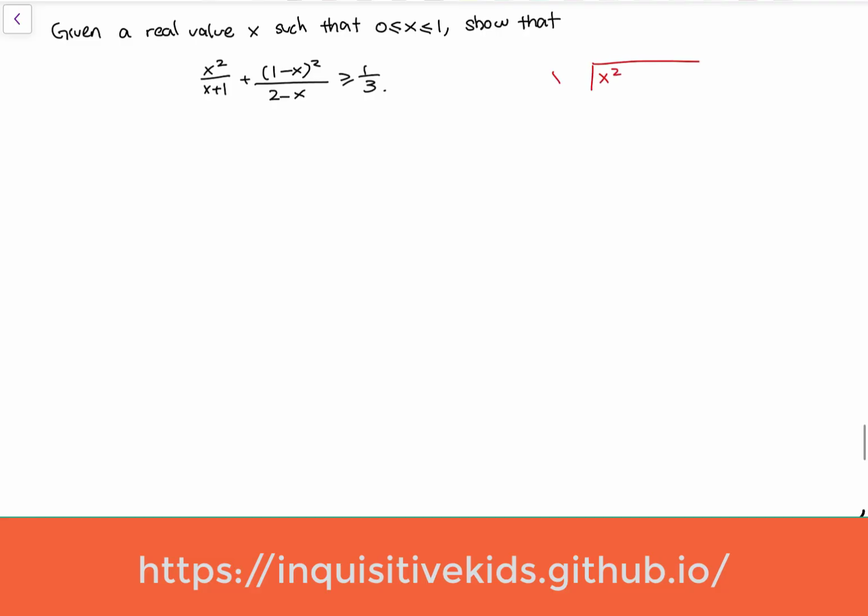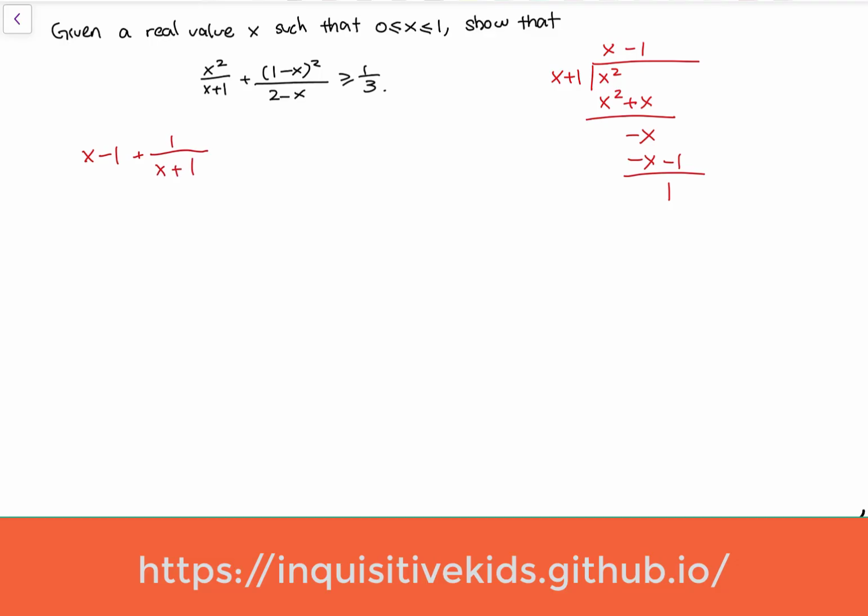We set this division up just like how we would divide a number. So we're going to go ahead and divide. When we divide the first fraction, we are left with x minus 1, that's the quotient, plus 1, which is the remainder, over the divisor, which is x plus 1.